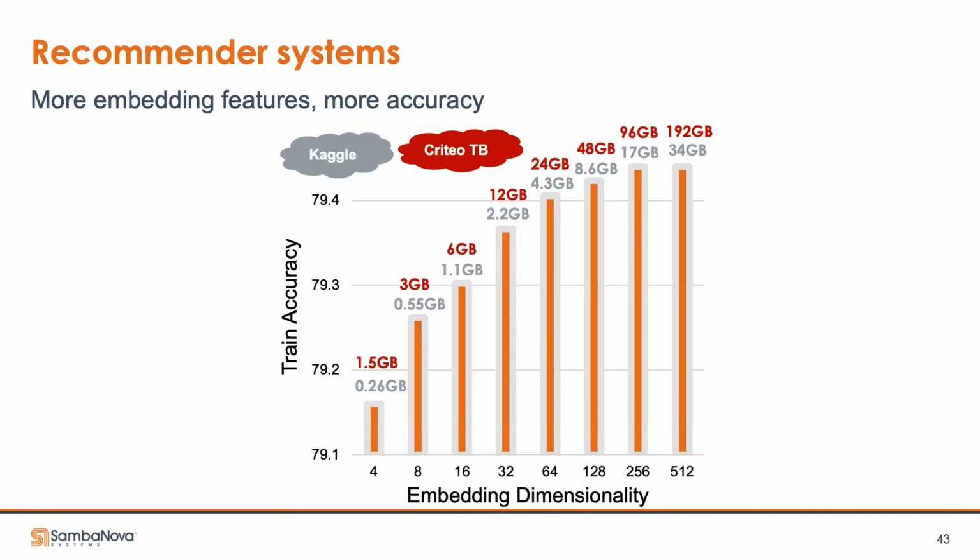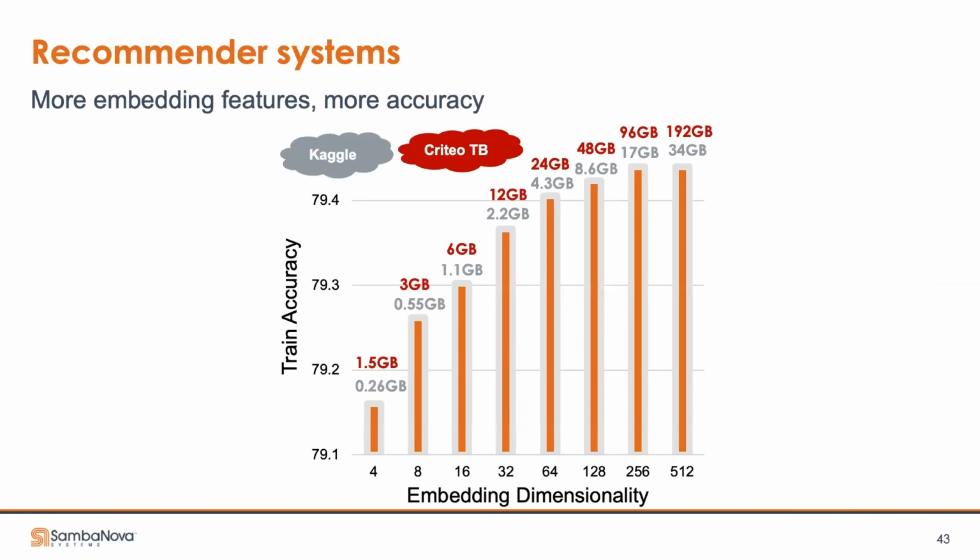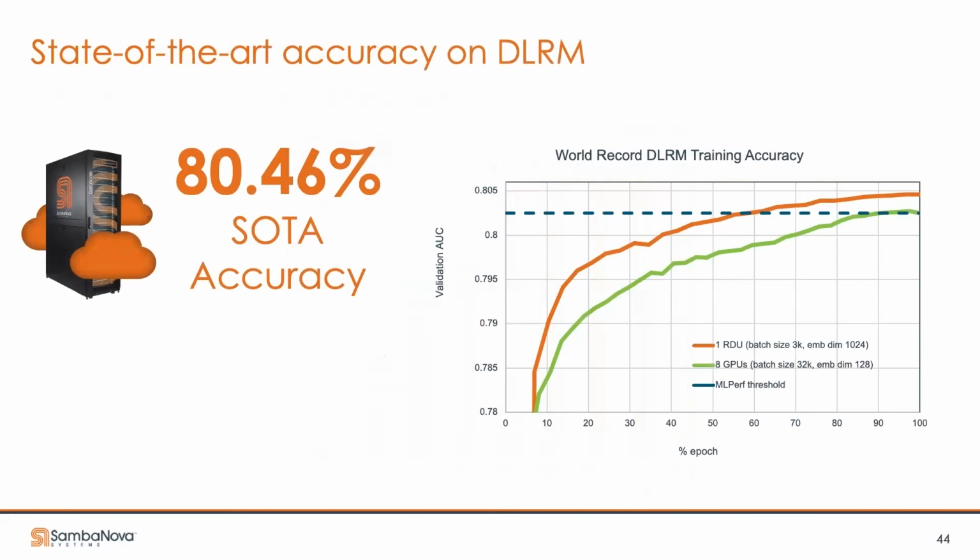Our work has shown that as the size of these embedding tables increases, the accuracy increases. In fact, we are able to achieve 0.4% more accuracy than the previous state-of-the-art model. And we are able to achieve these accuracies much faster because of the dataflow computing that we have.